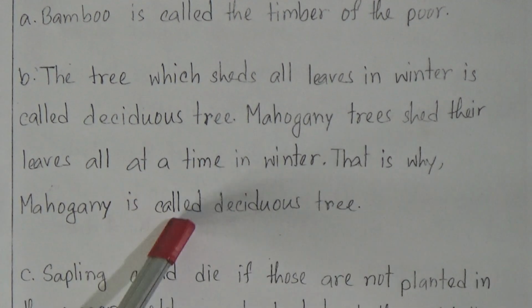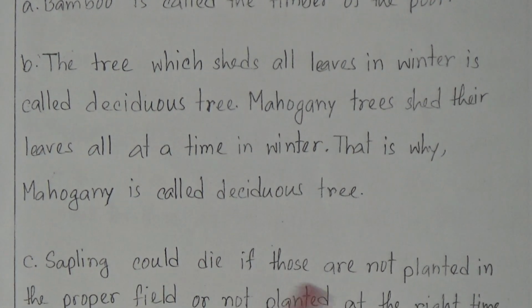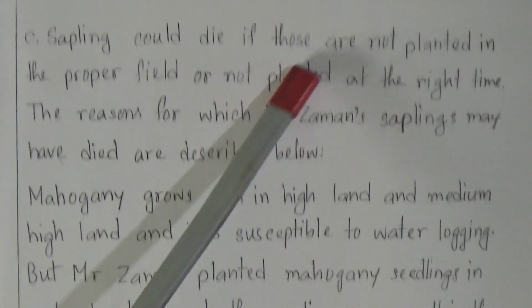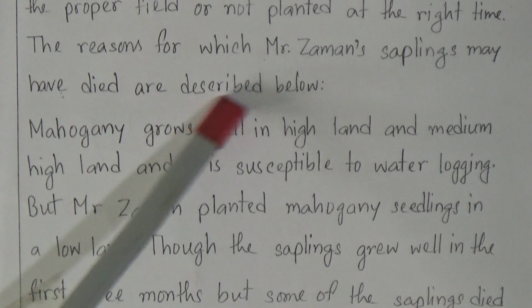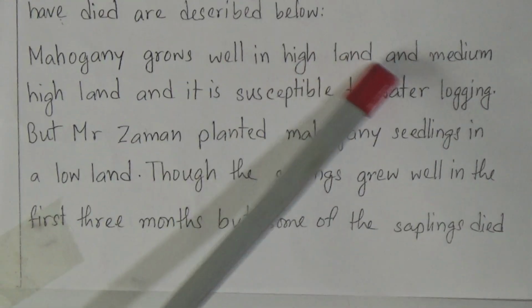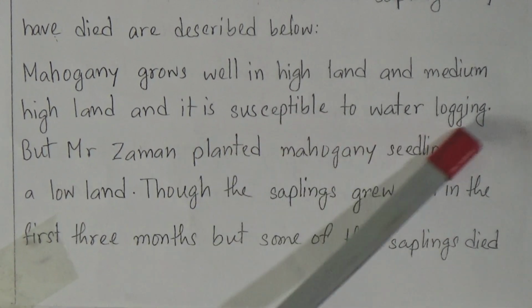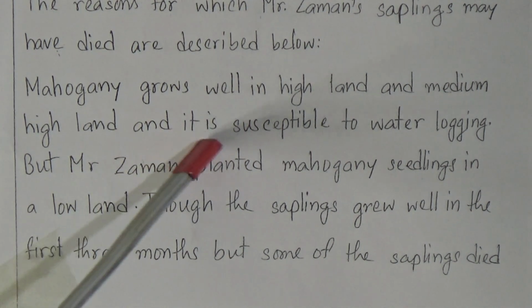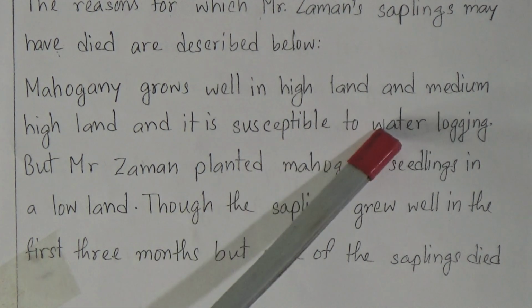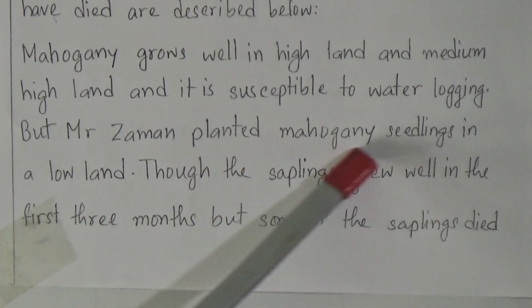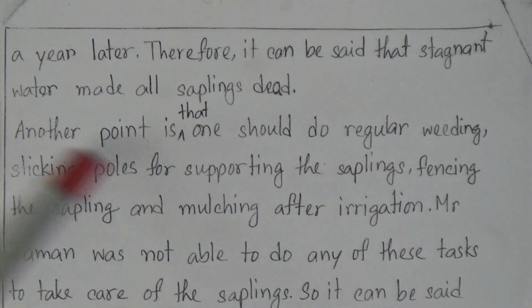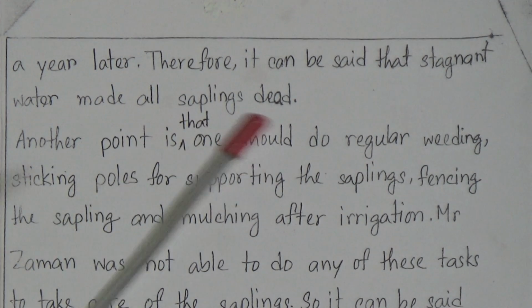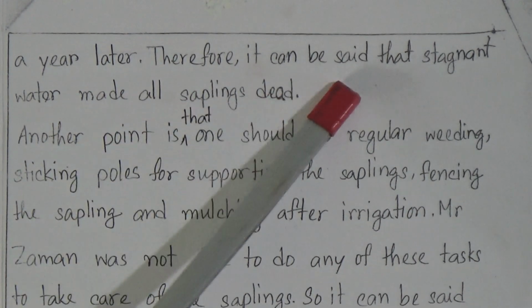Now the question number C, describe the reasons why most of the saplings of Mr. Zaman died. And the answer is sapling could die if those are not planted in the proper field or not planted at the right time. The reasons for which Mr. Zaman's saplings may have died are described below. Mahogany grows well in highland and medium highland, and it is susceptible to water logging. That means we should choose a land where water cannot log. But Mr. Zaman planted mahogany seedlings in a lowland. Though the saplings grew well in the first 3 months, but some of the saplings died a year later. So therefore, it can be said that stagnant water made all saplings dead. So this is the main reason, because of the lowland and because of the stagnant water.